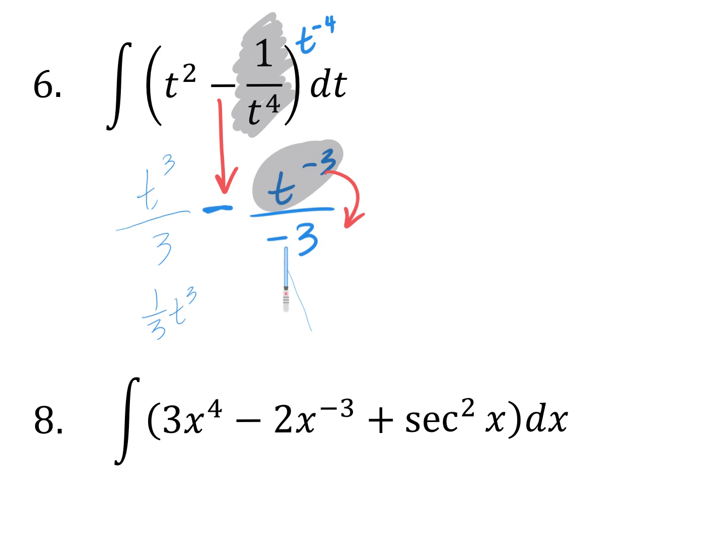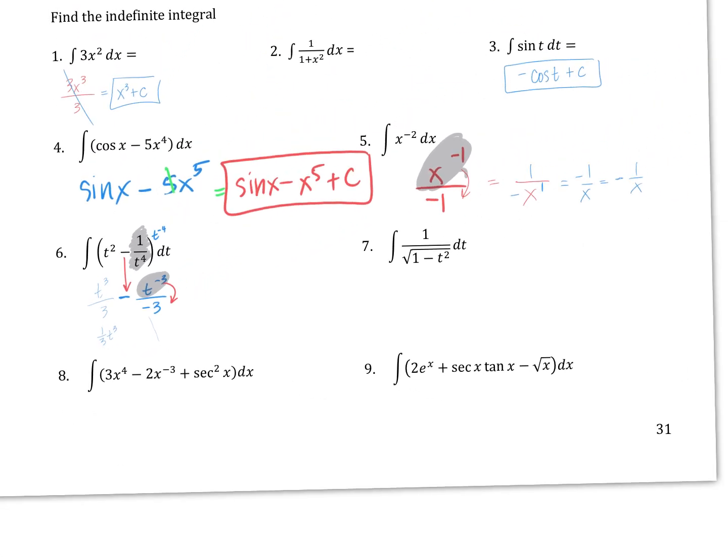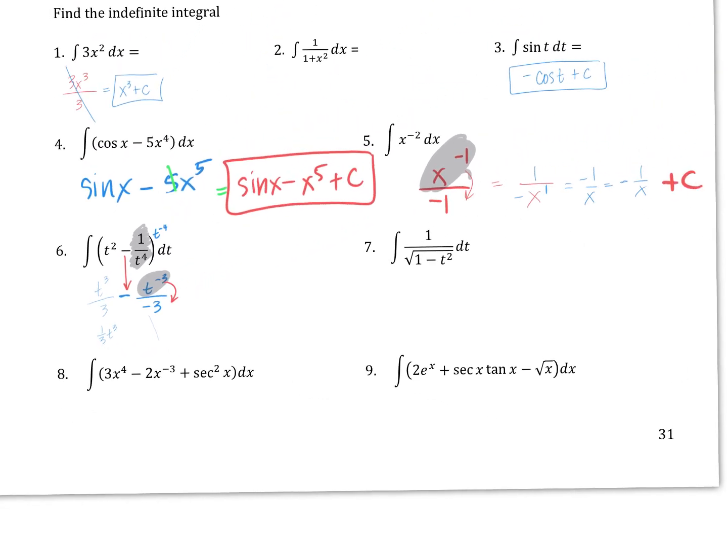Wait, did we forget C on number 5? Oh, shoot. We did. When you say we, I mean I. Very good, Sadie. Thank you.